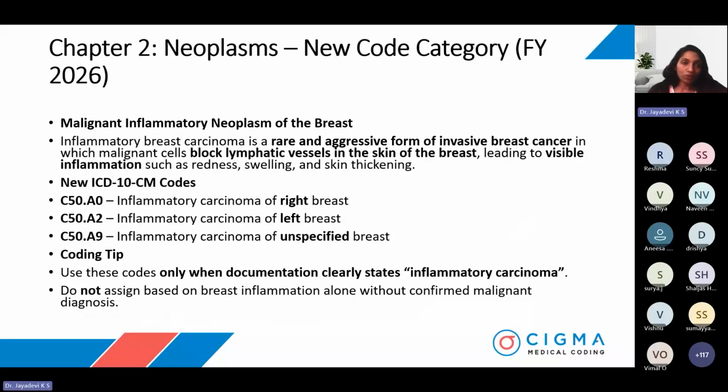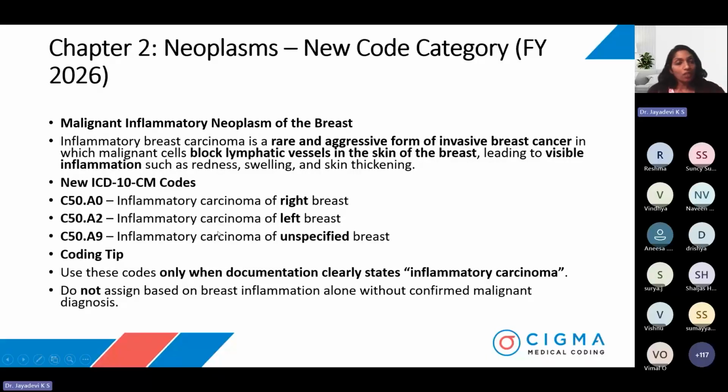Moving on to chapter 2, neoplasms. It's a new category code in fiscal year 2026. We can see the new code added is malignant inflammatory neoplasm of breast. There are many conditions where the neoplasm of the breast develops into an inflammatory condition, but this is not an inflammatory condition of the neoplasm. It is actually the malignant inflammatory neoplasm.